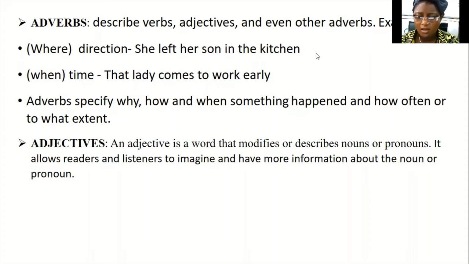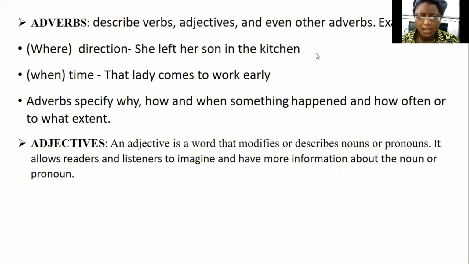That lady comes to work early. When does that lady come to work? That lady comes to work early. Adverbs specify why, how, and when something happens, and how often or to what extent it happens.